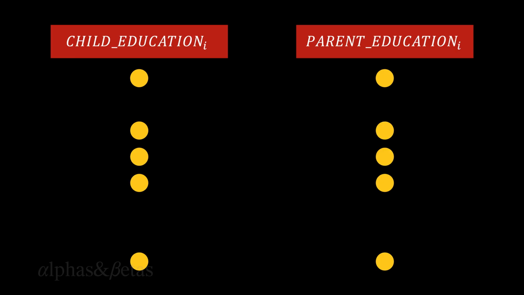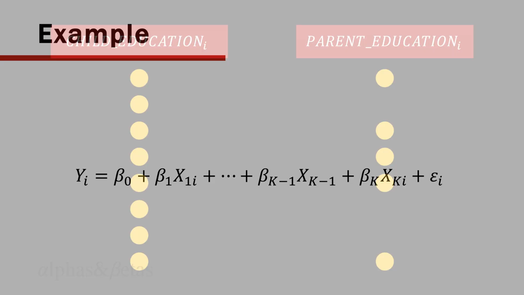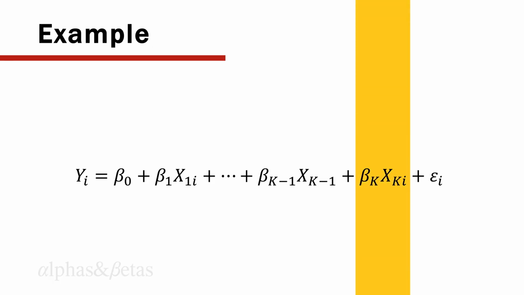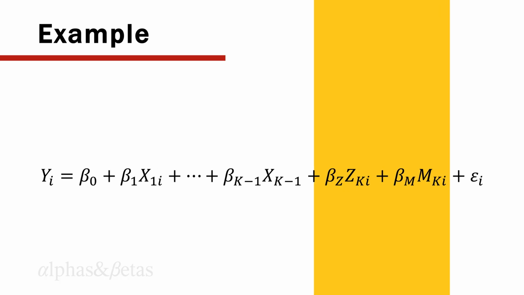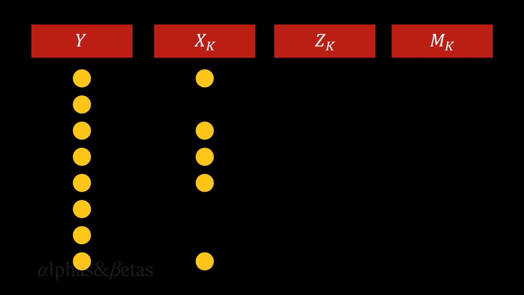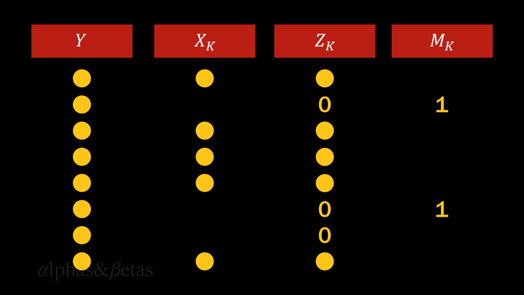Note that you can still use all the observations by adjusting the model. Suppose a variable xk in a multiple regression model has missing data. In this case, you'd use two variables in place of xk. One variable, zk, is equal to xk when the data is available and 0 otherwise. The other variable, mk, is equal to 1 when the data for xk is missing and 0 otherwise.